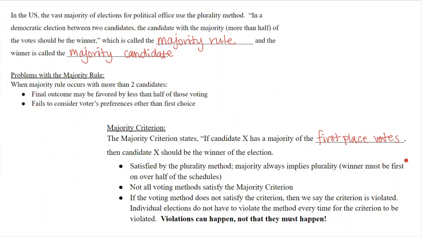Now, it is the method, not a particular election, that violates the criterion. If a specific method violates the criterion, it just means that it's possible that the person who gets the majority of the first place votes would not win. It does not mean that every time you apply that method that someone who gets the majority of the first place votes won't win.